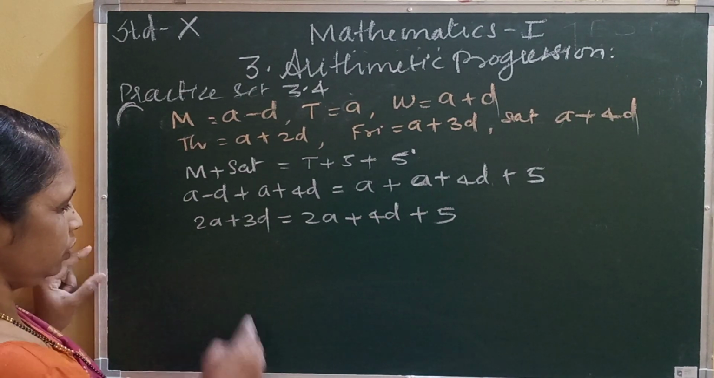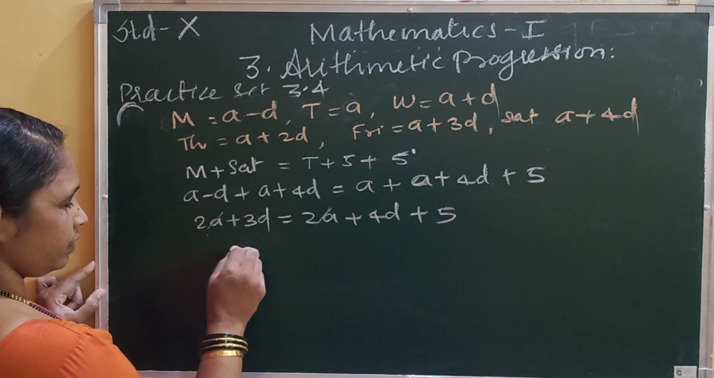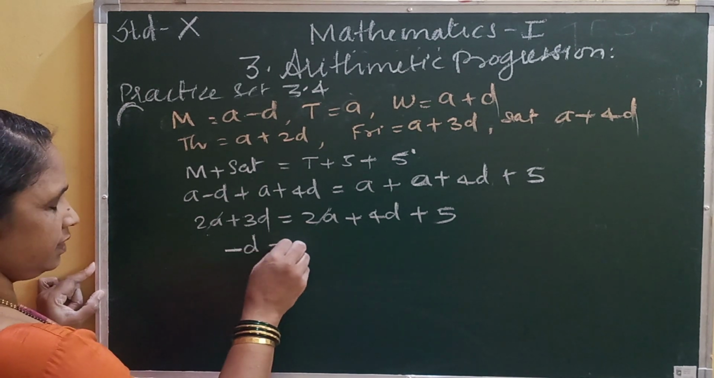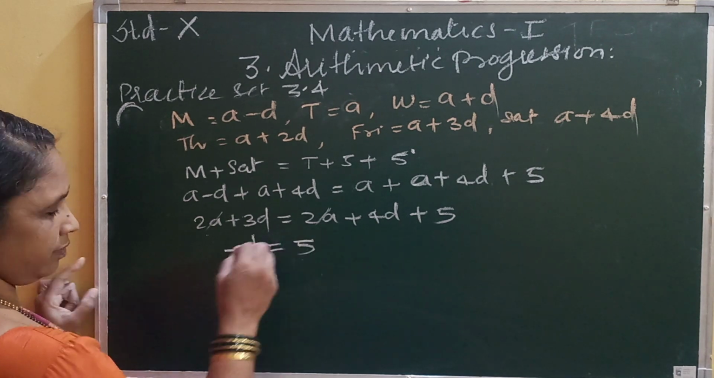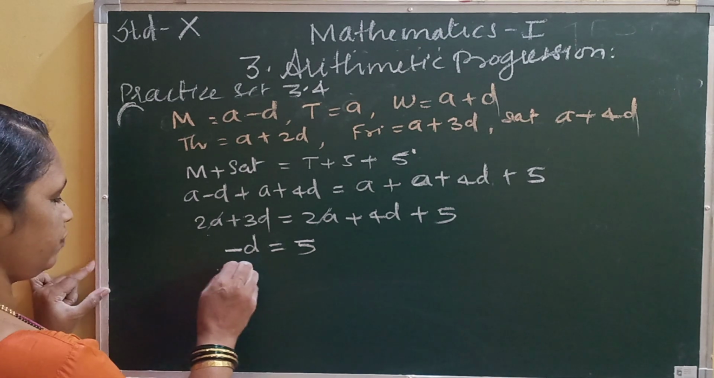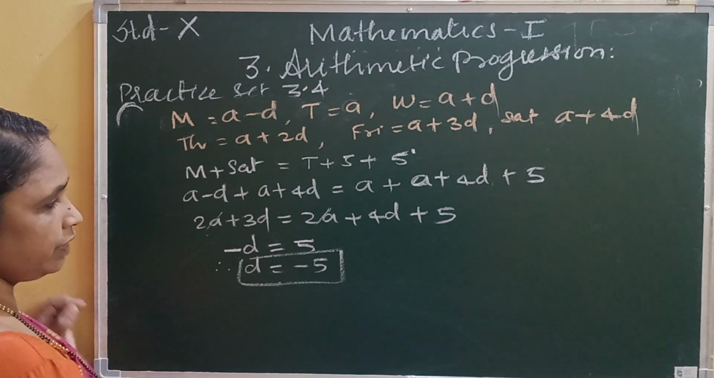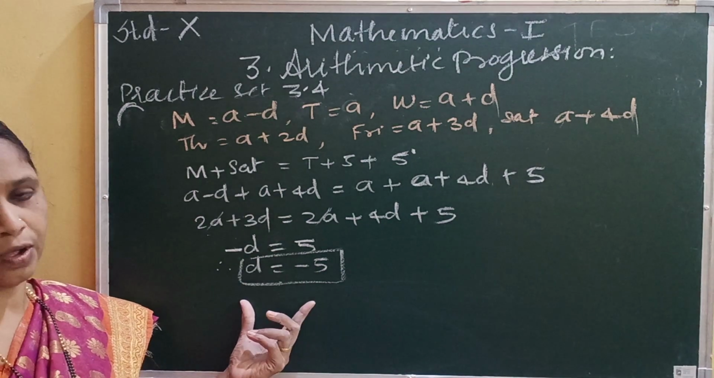Now see, 2A will get cancelled. So it is minus D is equal to 5. Or you can say D is equal to minus 5 also. Therefore D is equal to minus 5. What we will get from this? D is equal to minus 5.